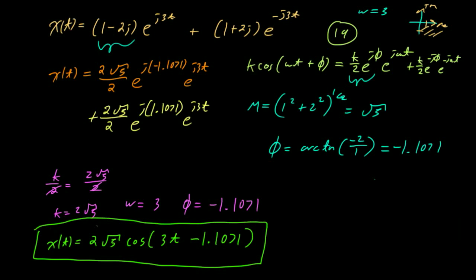So hopefully you followed that. I know I might have gone through that a little bit fast. There are a couple of more videos where we do similar stuff. But anyway, hopefully this made sense to you. Hopefully you found it useful. This is the answer, by the way. x of t is 2 root 5 cosine of 3t minus 1.1071. Hopefully you found that useful, and I'll see you in a future video.